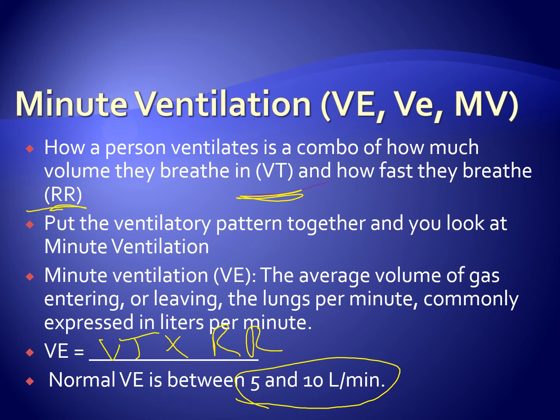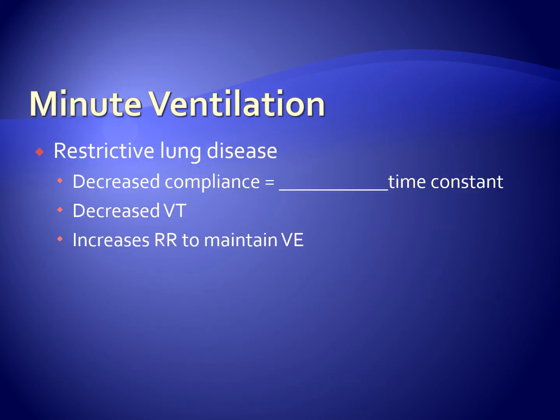If you're hyperventilating, that could be 20 liters per minute, right? So on and so forth. All right, minute ventilation in restrictive lung disease. That means your lungs are scarred up, or that you have a fibrosis, or that could even mean something's restricting it, like your kyphoscoliosis that's squeezing in on the chest wall, right? So if we have this, it's going to equal a decreased compliance, right?